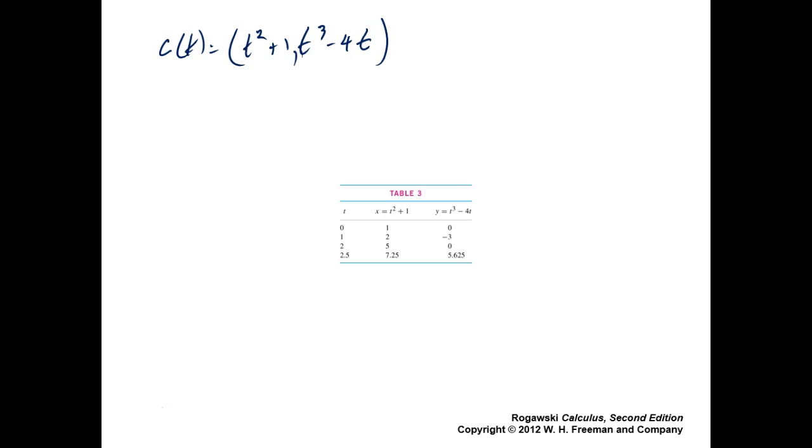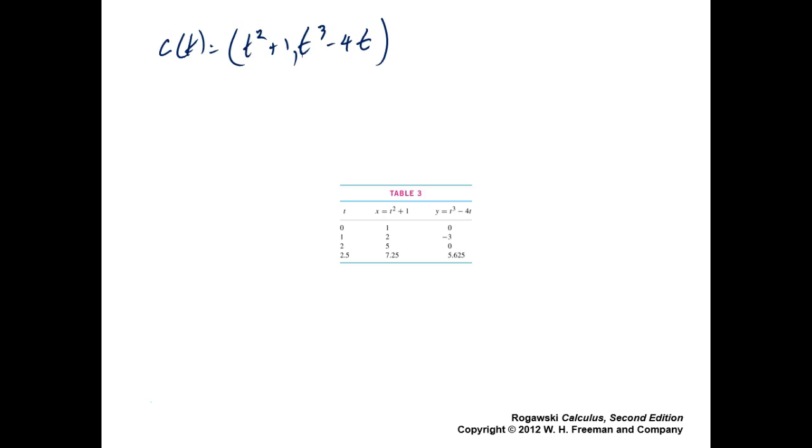Give me a hint of what you would do first. Enter some values for t. So let's start with t equals 0. At t equals 0, what's your x value? 1. And what's your y value? 0. So 1, 0.